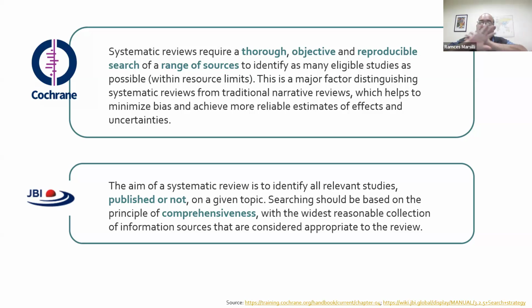So it is a very broad, all-encompassing deep dive. The aim of a systematic review is to identify all relevant studies, published or not, on a given topic. So searching should be based on the principle of comprehensiveness. Once again, we're throwing a wide net with the widest reasonable collection of information sources that are considered appropriate.